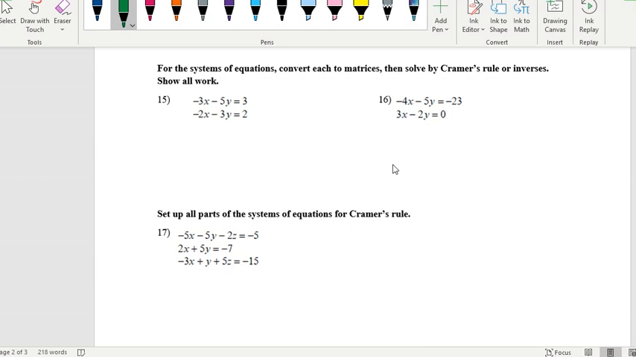Okay, for systems of equations, convert to matrices. So look what we need to do: convert to matrices and then solve by Cramer's rule or inverses. What I'm going to do is both of these, because you guys have had a problem with it. The first one, I'm going to do Cramer's. The second one, I'm going to do inverses.